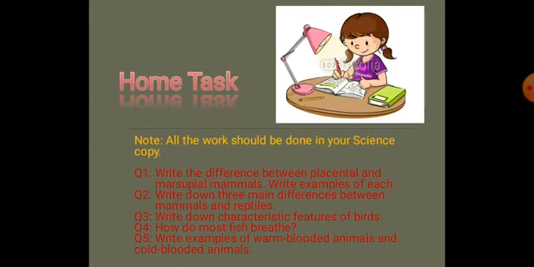Question number 1, write the difference between placental and marsupial mammals and write examples of each. Question number 2, write down 3 main differences between mammals and reptiles. Question number 3, write down characteristic features of birds. Question number 4, how do most fish breathe? Question number 5, write examples of warm-blooded animals and cold-blooded animals.